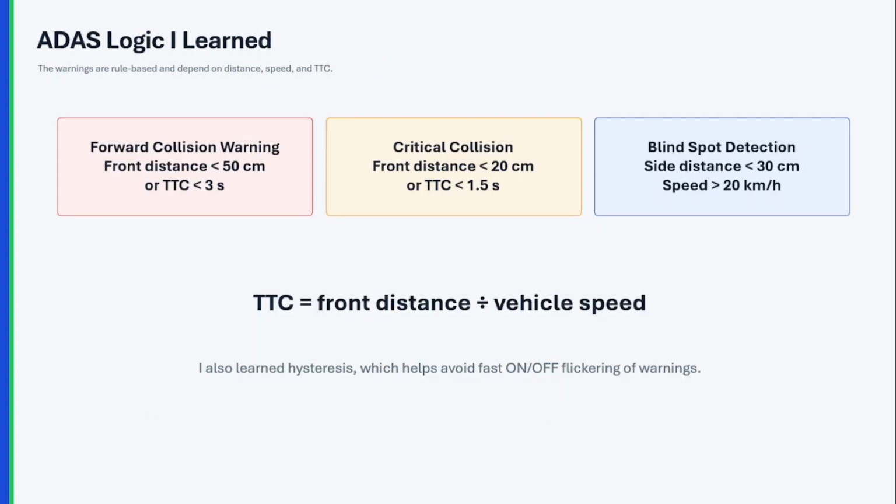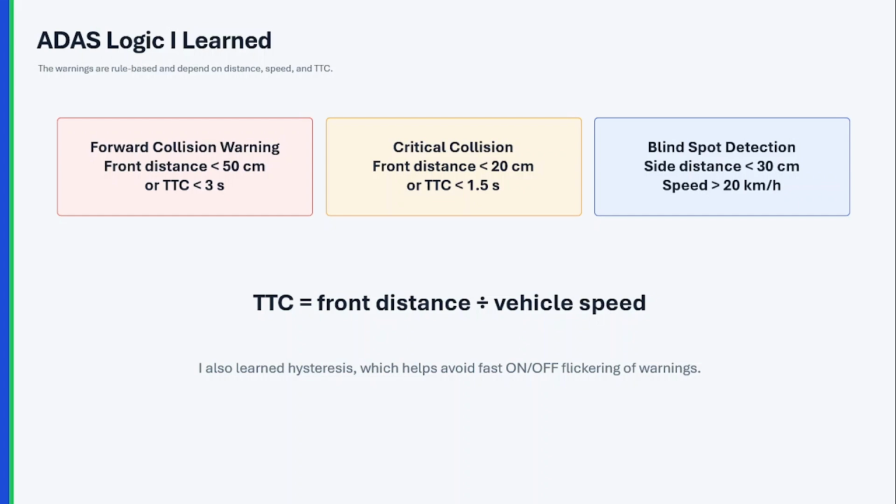Then ADAS logic. The front ultrasonic sensor is used for collision warning, and if the front distance becomes less than the warning limit, the system gives a collision warning. If it becomes even closer, it becomes a critical collision condition, a critical condition that we can't avoid hitting. And I learned about TTC, which is time to collision. It is calculated using distance and vehicle speed. If TTC is low, that means the vehicle may reach the obstacle quickly.